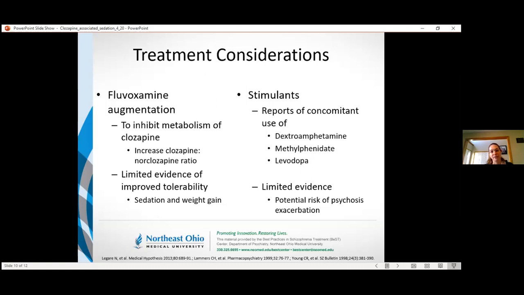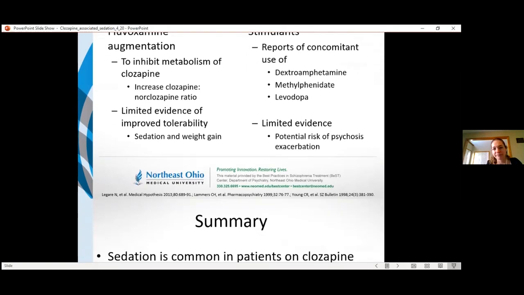because the potential risk is also an increase in psychosis, because these are all dopaminergic agents. While patients who respond to clozapine maybe don't have a pure dopaminergic schizophrenia, it is possible that by increasing that tone, it could destabilize some of their psychotic symptoms. So that risk-benefit isn't incredibly clear, but it is identified as a potential treatment option.